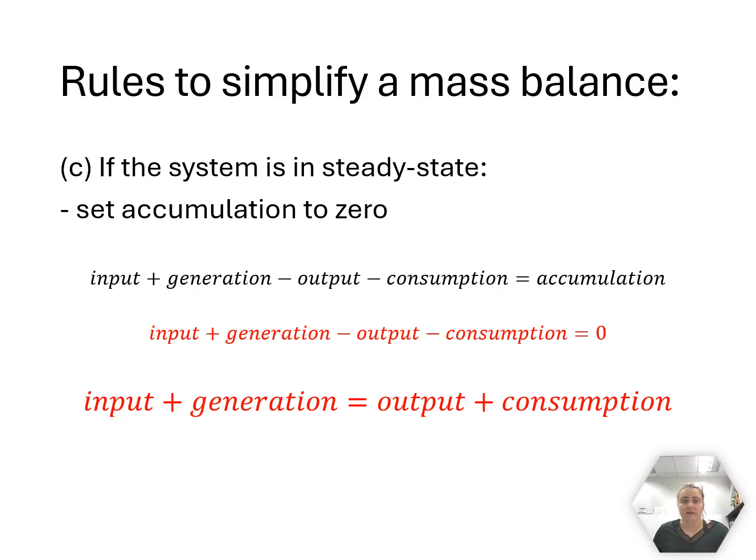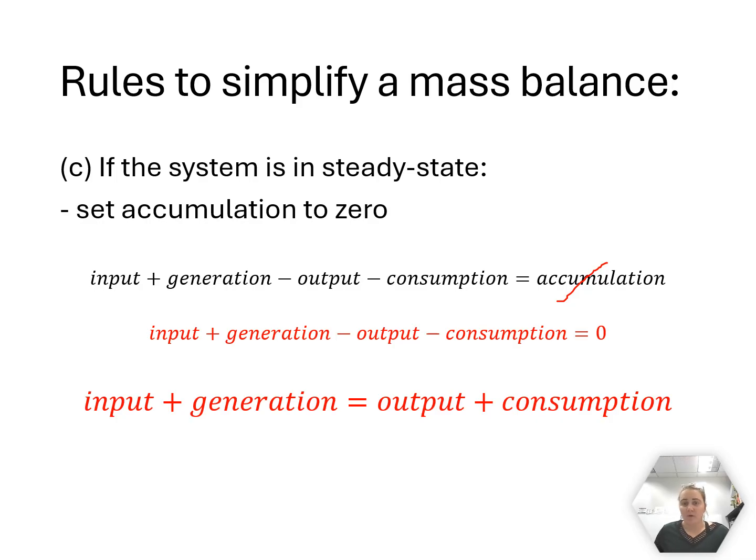Last key rule here, if the system is in steady state, we know we are not accumulating any mass in the system. So we can set accumulation equal to 0. This means that the input plus the generation minus the output minus the consumption must be equal to 0. So if we rearrange so all of our terms are positive, that means the input plus the generation equals the output plus the consumption. Okay, so these are some ways that we can start to simplify the mass balance.